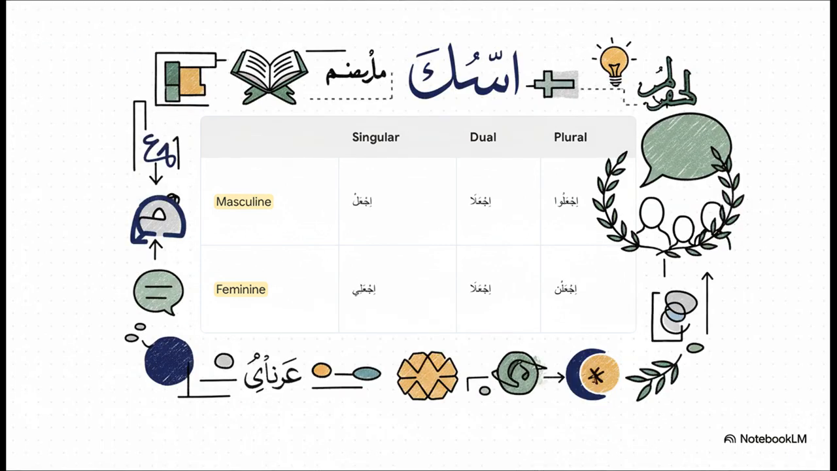Now let's look at a different verb, to make, ij'al. The middle letter here has a fatha, not a dhamma. So remember our rule from step 3? What happens when the middle letter isn't a dhamma?